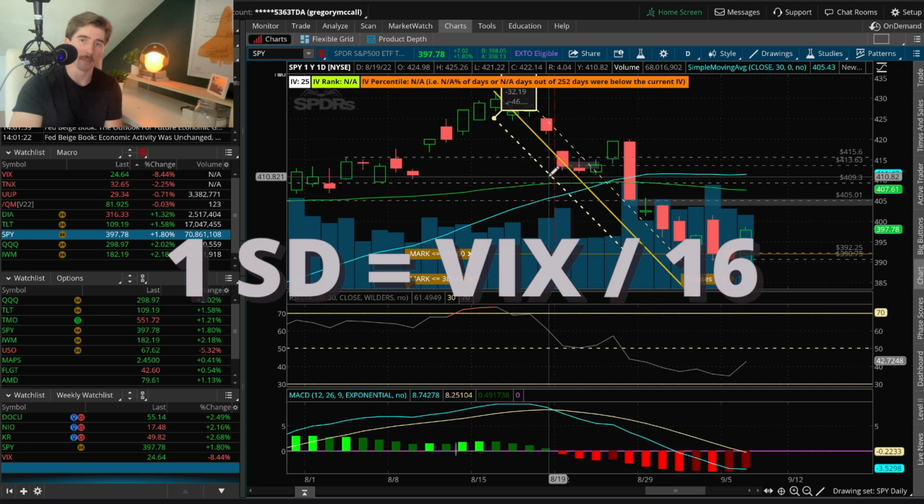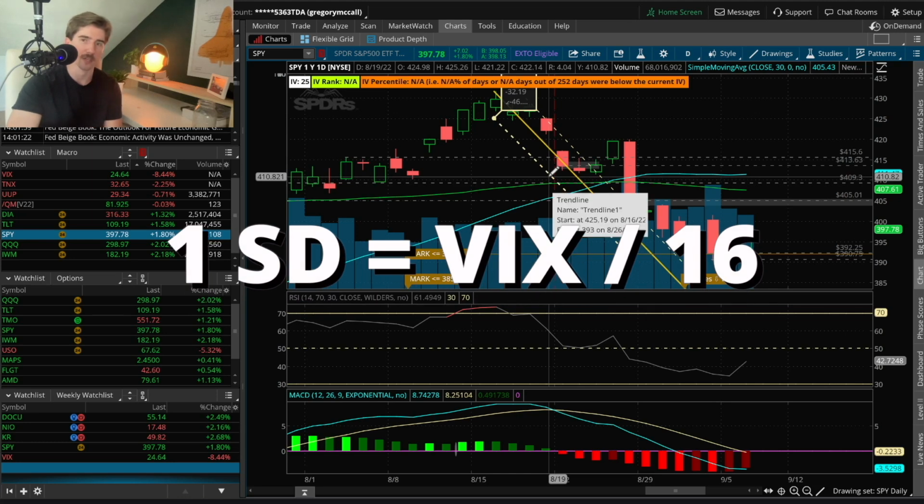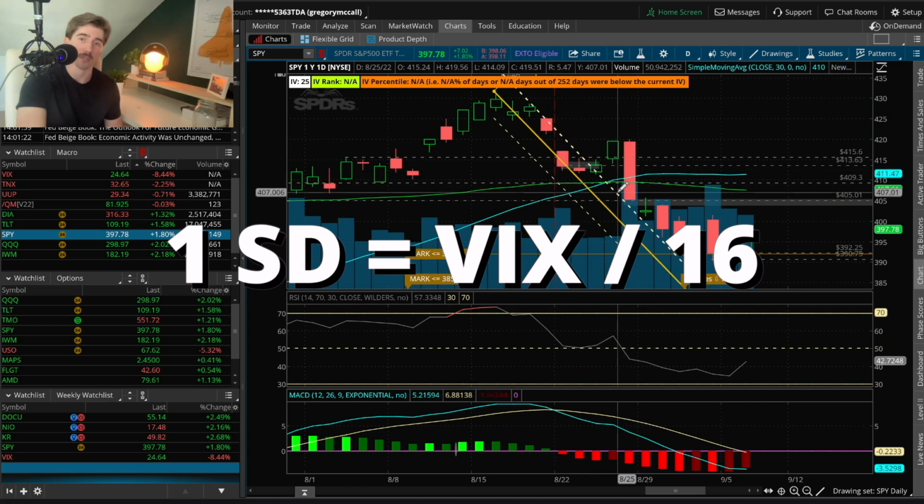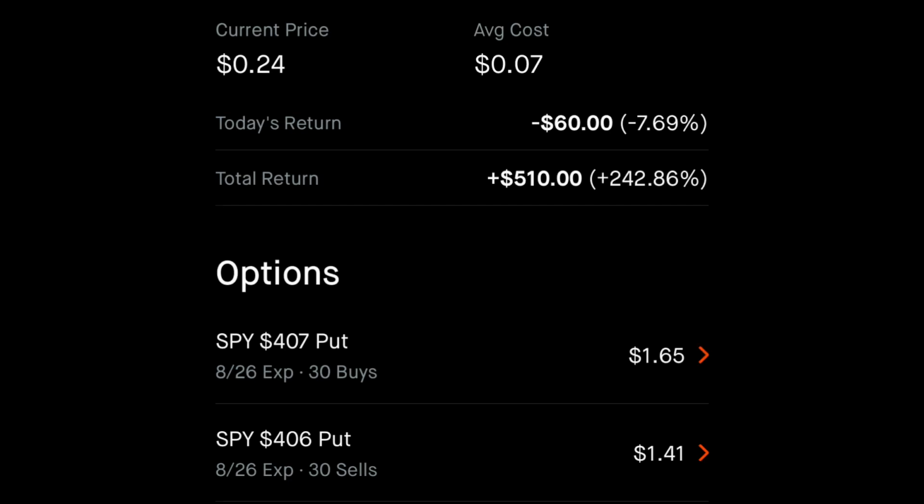Now it ended up completely missing this with SPY closing at 405, but that's why I had these yellow dotted lines drawn up, which was 1 standard deviation away from the golden line that I had. VIX was trading around 24 at the time, so I figured that I would give myself 1.5% of leeway, and SPY just about closed immediately at this top yellow dotted trend line. I was able to make 150% returns by buying a put debit spread and using this yellow dotted trend line.